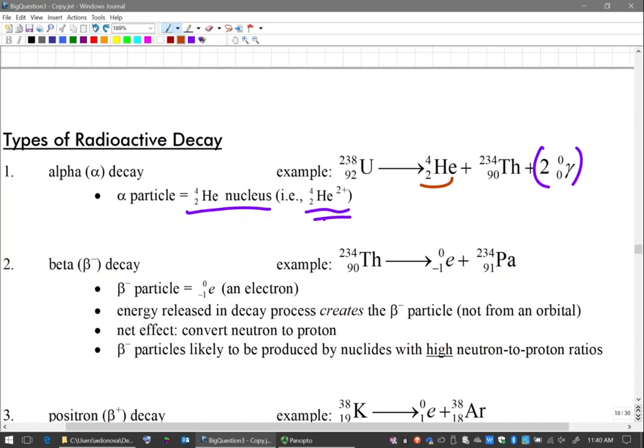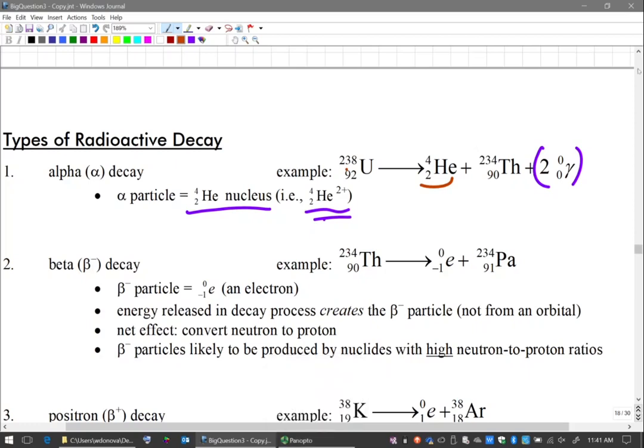Looking at the numbers here, you lose 4 from the mass number and 2 from the atomic number. So if we look at the number of protons and neutrons, that's 2 in each, right? We lose 2 neutrons and 2 protons.